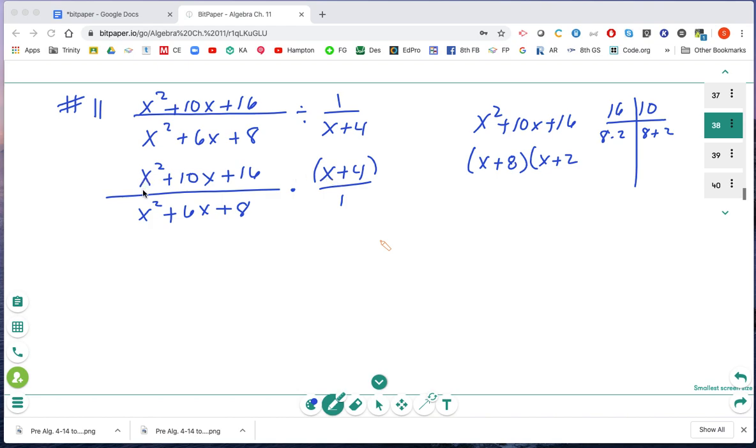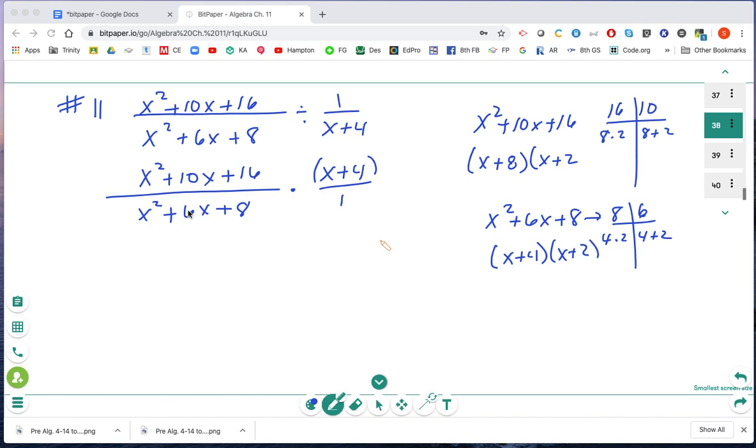Now we're going to take the next trinomial and see if we can factor it. x squared plus 6x plus 8. And we're going to see if the same approach works for that. So the 8 slides right over there, and we need 6 for our middle term. 4 times 2 is 8, and 4 plus 2 is 6. So our factors are going to be x plus 4 and x plus 2.